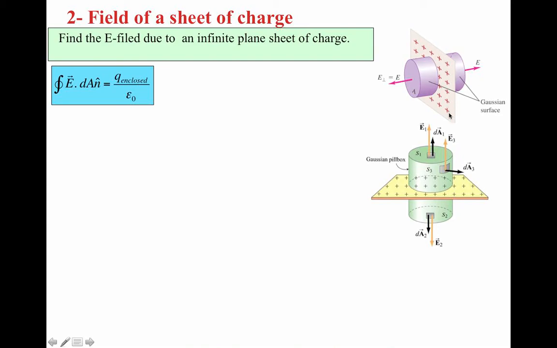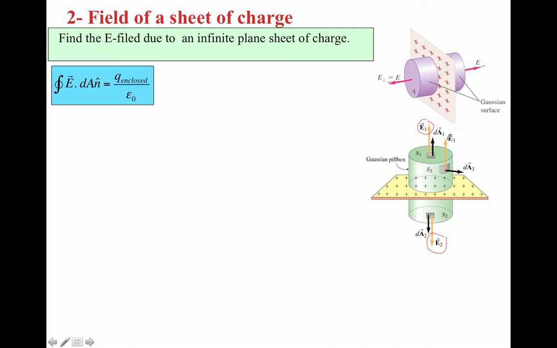So this is my infinite sheet of positive charge, and I know the electric field is directed this way, away from the sheet, because this is positive. I'm going to construct a Gaussian surface, as we agreed before, as a cylinder. Looking at it sideways, the electric field is away from the sheet on the top and at the bottom. Then I'm going to break my surface again into 3 surfaces: S1, S2, and S3.